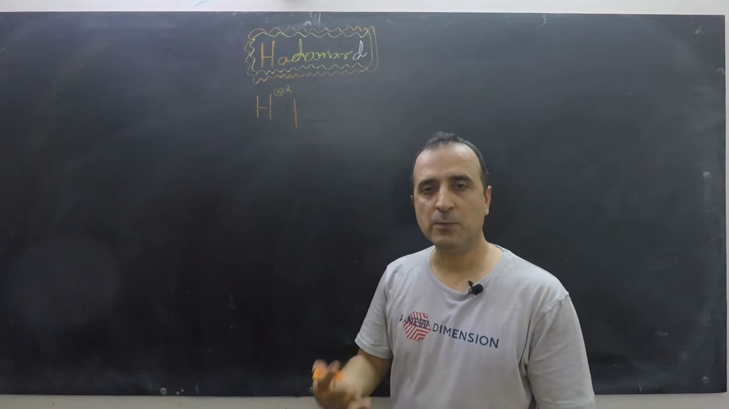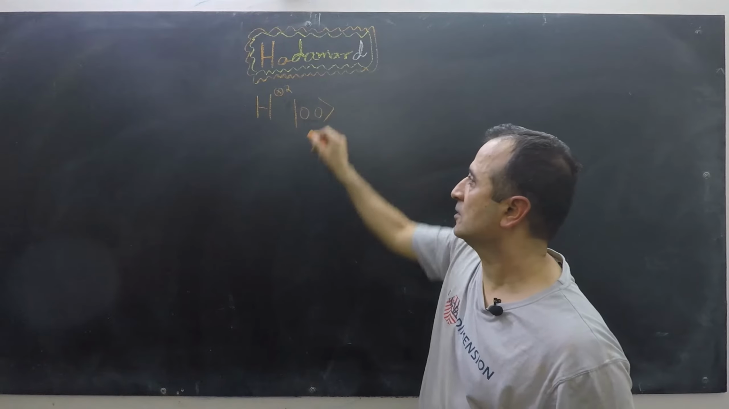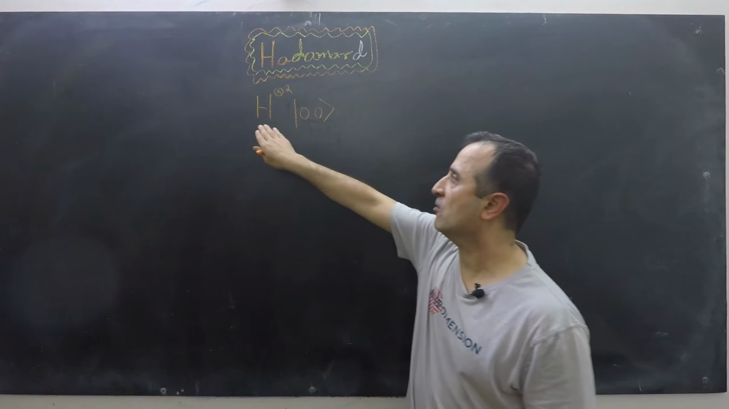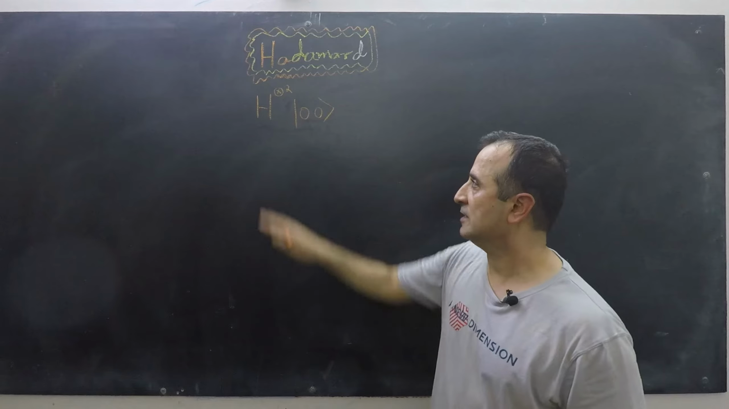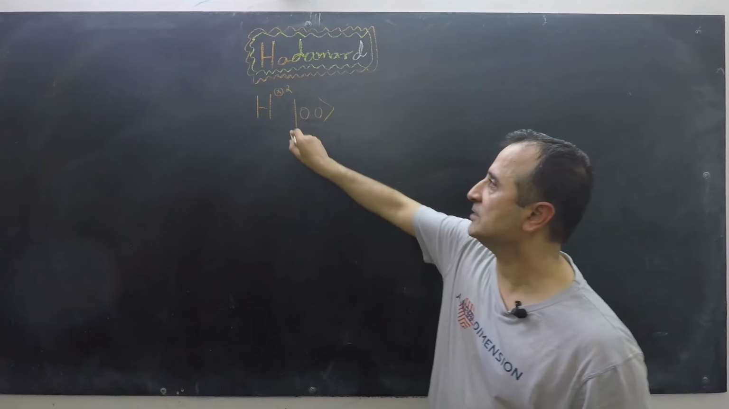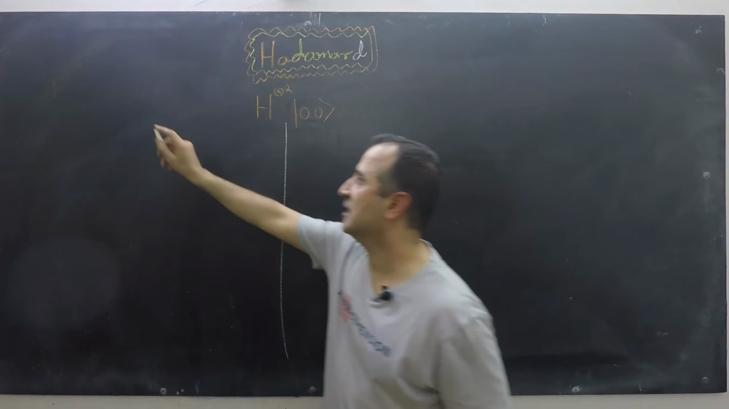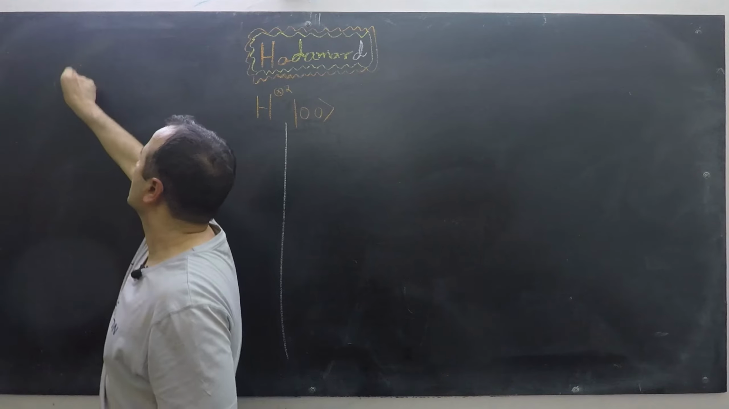For the sake of example, let's say our register contains ket 00. So we have to find out what the outcome of this expression is. There are two methods to solve this expression. One method is using matrices.